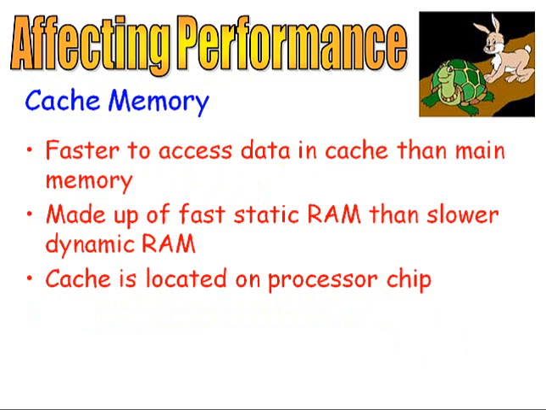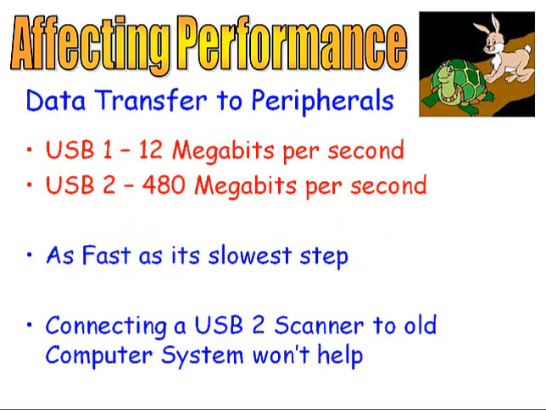Cache, we've already said, if you've got more cache memory, it means you can have faster access to more commonly used instructions, and it's a faster access memory. If you increase the data transfer speed to peripherals, and we've now got USB 3, which is upwards of 500 megabits per second, that means that data can be transferred to printers and so on much quicker, which means the processor doesn't have to wait on these slow peripherals, so it's freed up to do other jobs.